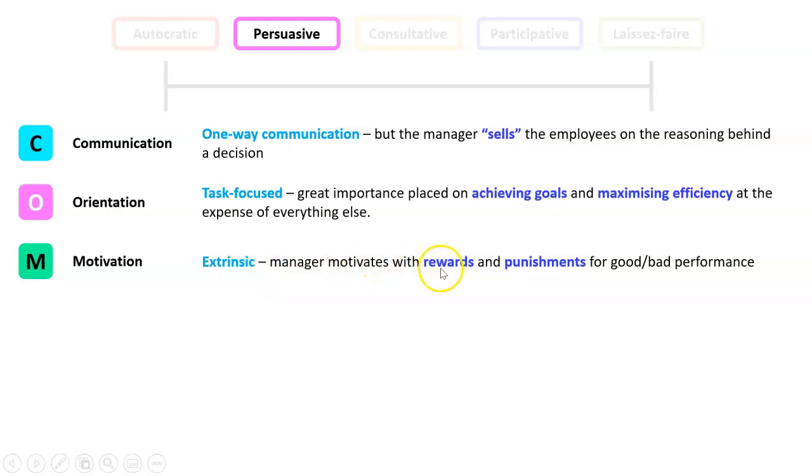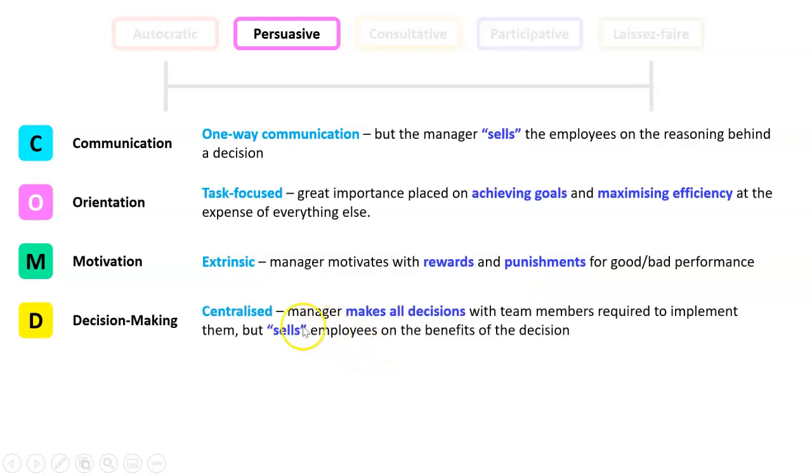The manager motivates with extrinsic motivation, which is rewards and punishments for good and bad performance. Decision making, the same, however slight difference. We're going to say like autocratic, it is centralized. The manager will make all the decisions, just like they did with autocratic. However, they sell the employee on the benefits of that decision for the employee. Like, what's in it for you is what the manager says to an employee. Here's how you're going to benefit from this.